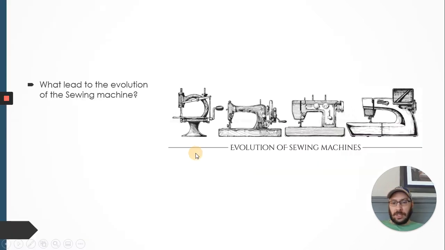All right, so that leads us to what led to the evolution, sorry, big word, of the sewing machine. Take a peek here. We've got an old-fashioned sewing machine here, had a crank handle. Then we had a sewing machine that looks a little bit more familiar to the one we have today. And then this one, you can't really see it, but down below there would be a pedal that you could use. And then here's a sewing machine we know and love today.